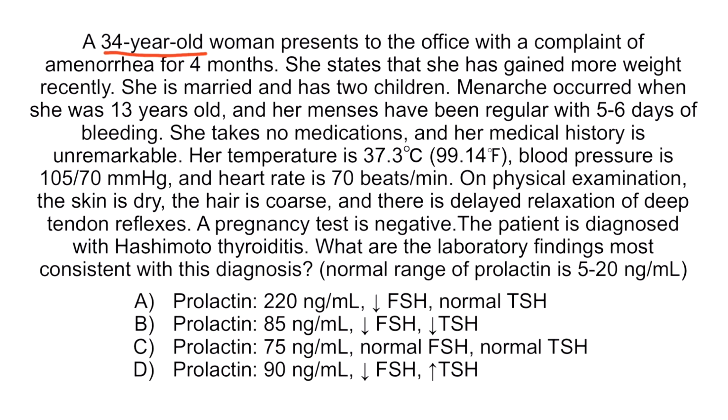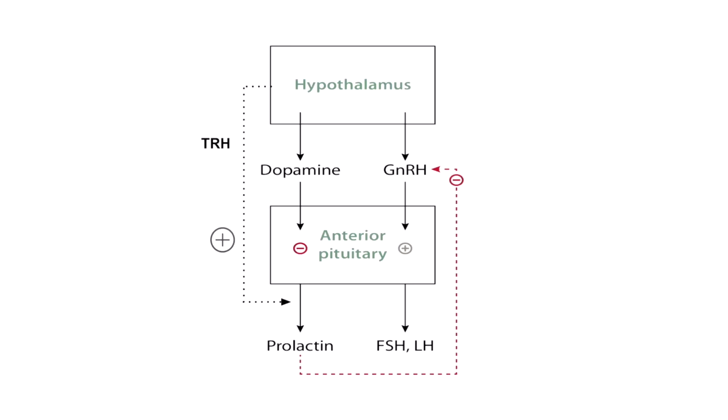All right, we have a middle-aged woman who complains of amenorrhea. She's gained more weight recently, and on physical examination, there is dry skin, coarse hair, and delayed relaxation of deep tendon reflexes. She's diagnosed with Hashimoto thyroiditis. So the question clearly states that we have a condition of primary hypothyroidism. Let's remember that in primary hypothyroidism, there is decreased or absent production of thyroid hormones.